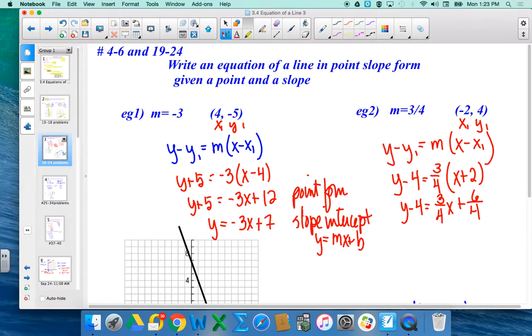If you're asked for slope-intercept form, we would just have to move 4 to the other side of the equation. So we have 6 over 4 plus 16 over 4. So we get y is equal to 3/4 x plus 22/4. Everybody good?